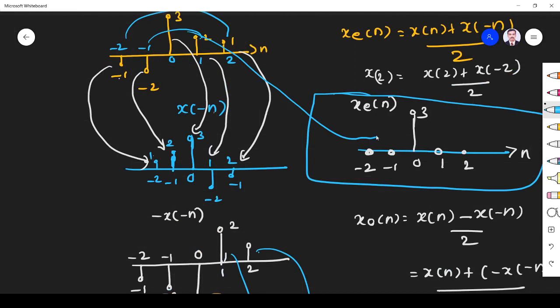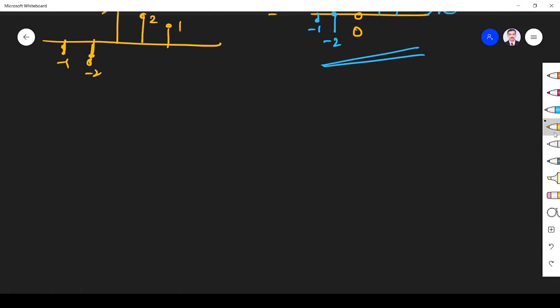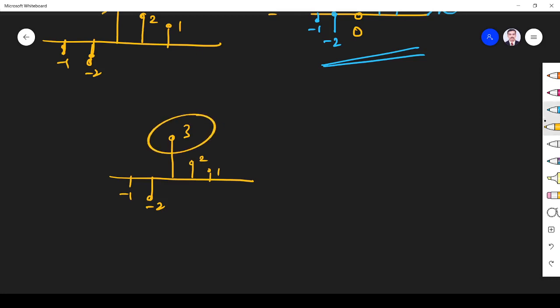So it's a beautiful problem to understand the concept of even and odd component. So directly we can see, you don't need to do all the problems. See, in a competitive exam you have to predict like this. It is 3, it is 2, it is 1, it is minus 2, it is minus 1. What is the even component? Only this is the even part. So fantastically we can write by seeing the question itself. Even component is 3 only.